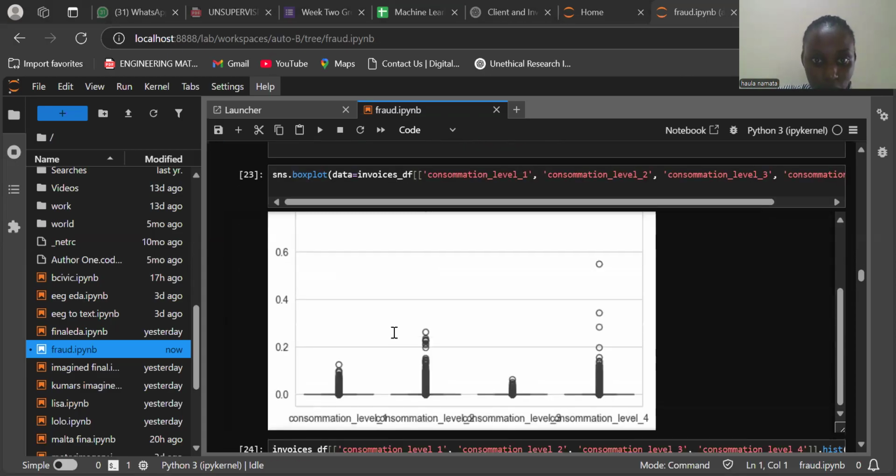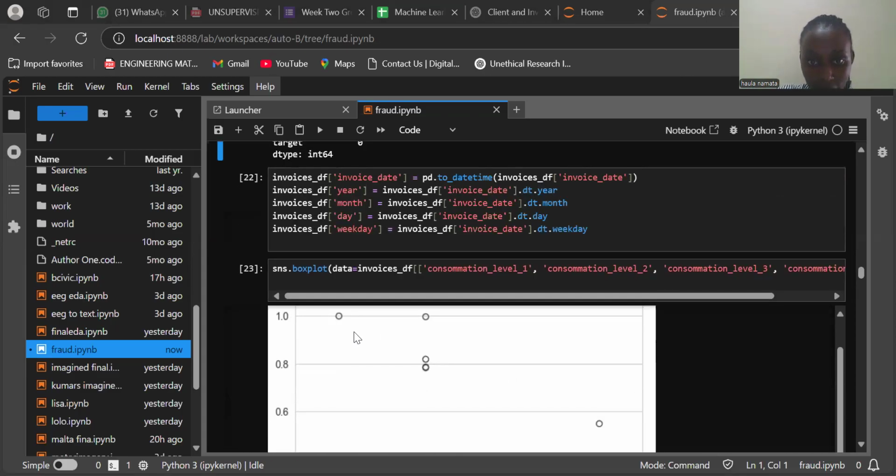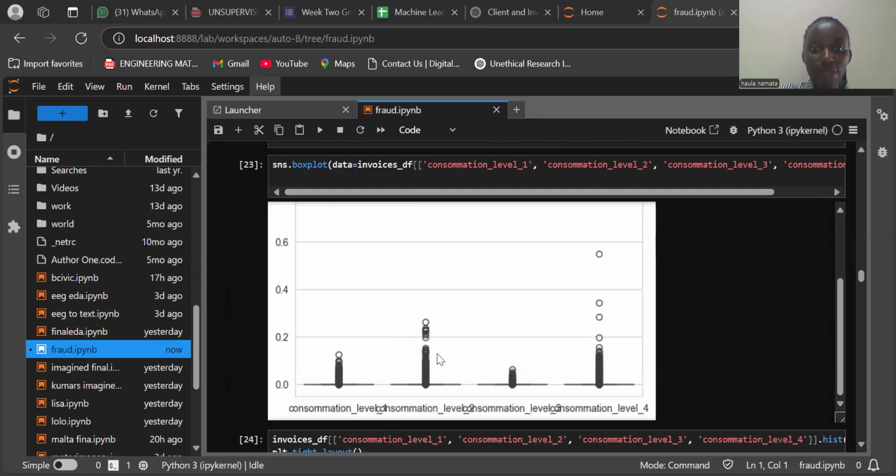Starting here with the box plot. Here our box plot is for the different consumption levels, starting from level 1, level 2, and level 3. A box plot is mainly to show the mean, the standard deviation, and also the quartile range and the median.